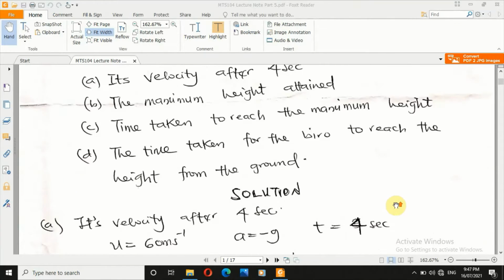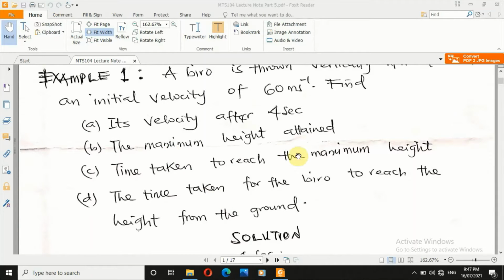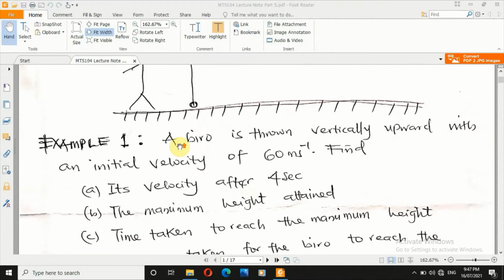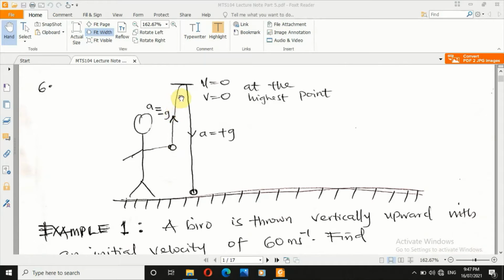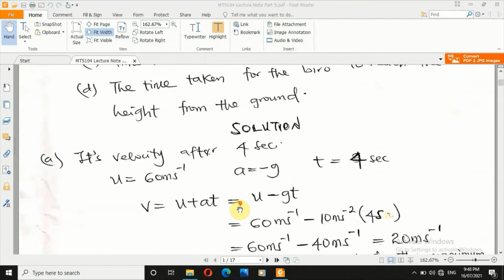Now, the second question is that we have to calculate the maximum height that the object will reach. Don't forget that as the object is going up gradually, the maximum height is attainable when the final velocity v is 0. Take note of that. So let's solve this problem now.